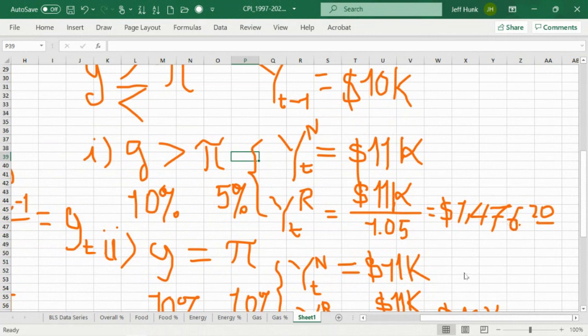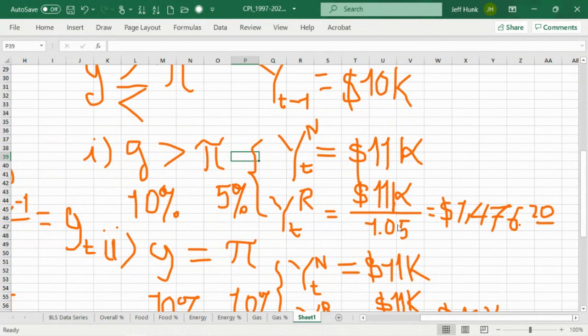So, nominally your income went up, but in real goods you may not be able to afford to buy as much as what 11K can buy, but you're better off than last year. You're still better off than last year.